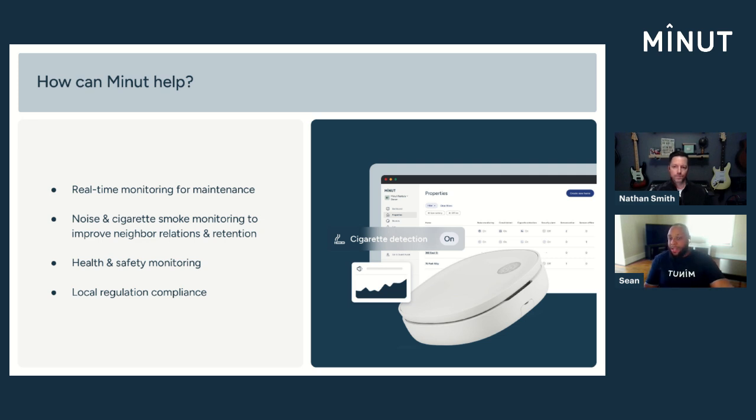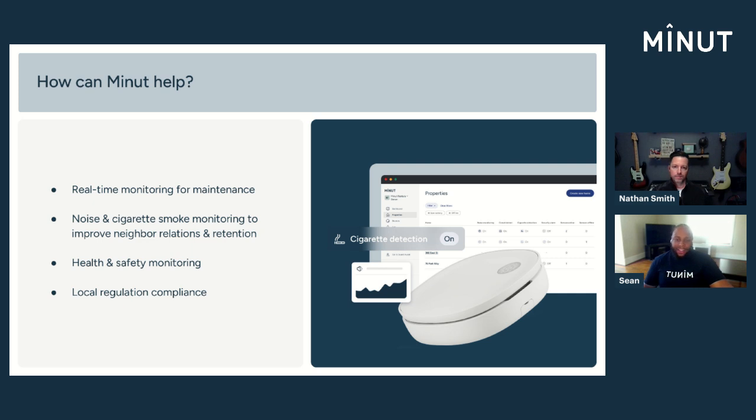And Minute will also alert you if any alarms went off in the property. So if there's carbon monoxide or a smoke detector went off in one of your properties or apartment complexes that you have Minute in, it'll alert you that there's an alarm going off.